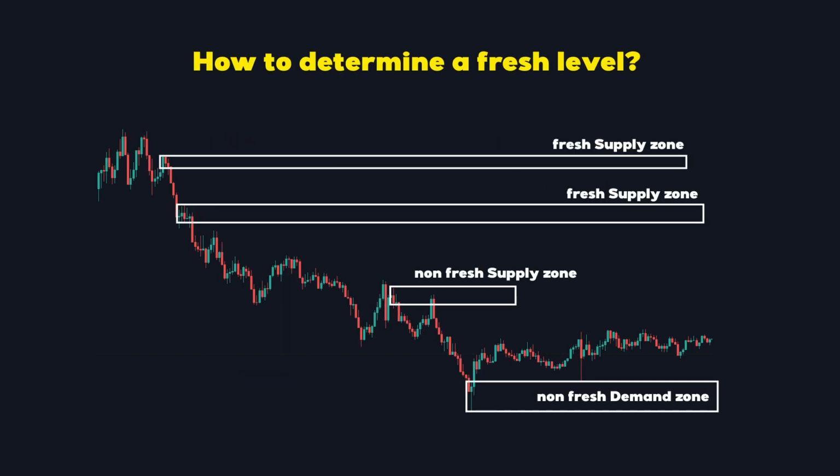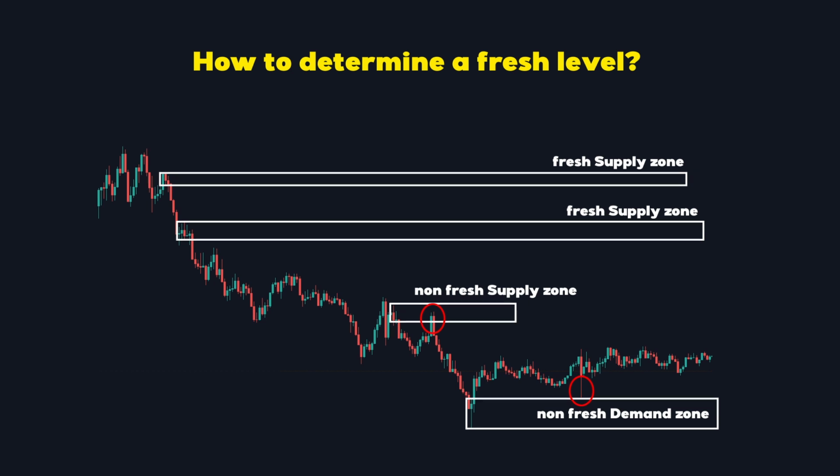The next supply zone in the middle is not fresh anymore as price has returned and touched the proximal line of the supply zone. The last one is a non-fresh demand zone because price retraced back down and tested it. Once price touches the proximal line, the zone is no longer considered fresh.